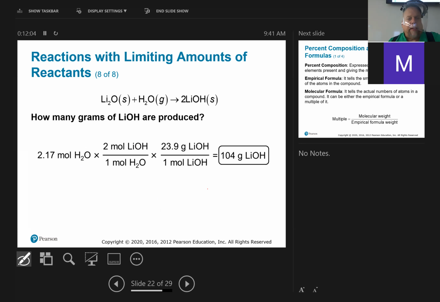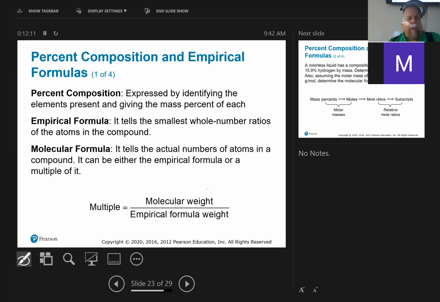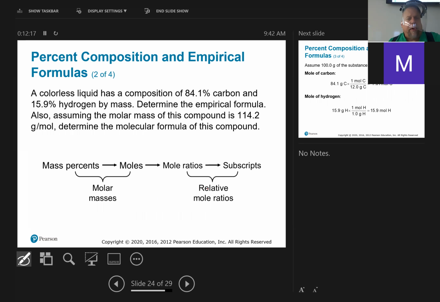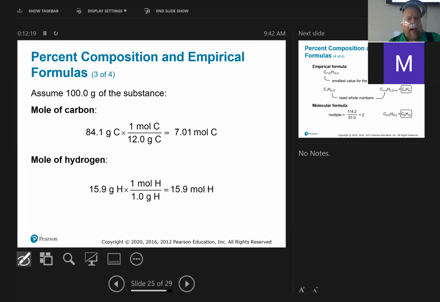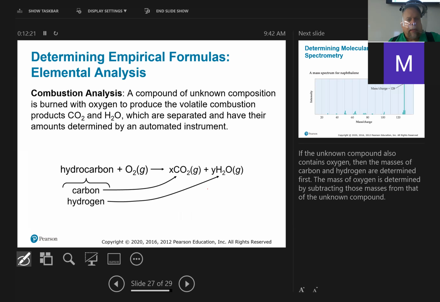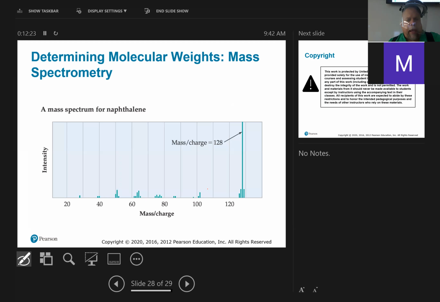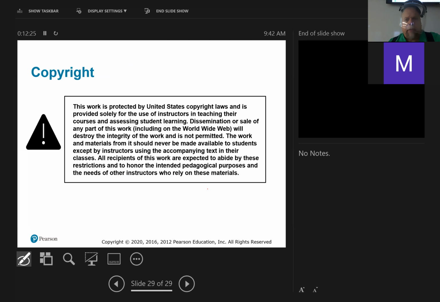And so basically how many grams are produced, that's the last part there, and you get the 104 grams of lithium hydroxide. Percent composition and empirical formula, I already did that with the previous slides. Okay, determining that with this. So we're essentially done with that.